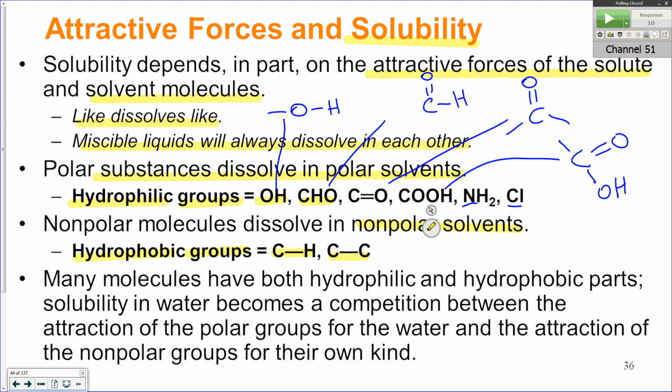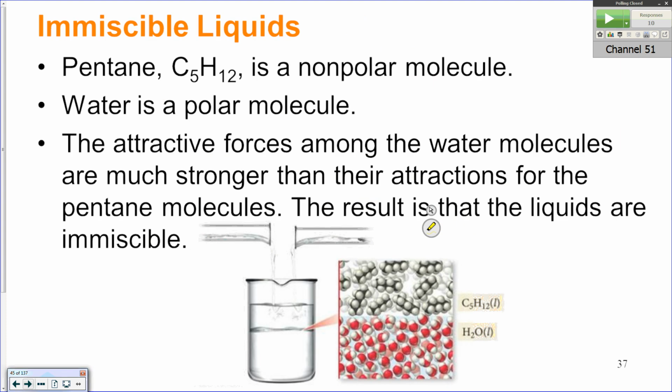When you have both hydrophobic and hydrophilic parts in a molecule, it becomes a competition between the attraction of the polar groups for water and the attraction of the nonpolar groups for something of their own kind. Who wins that competition controls the solubility. Not everything is a purely polar or purely nonpolar molecule. It has a balance of polar and nonpolar areas, and its solubility, how much dissolves in a particular solvent, is based on that competition.